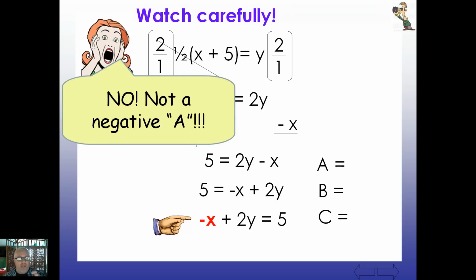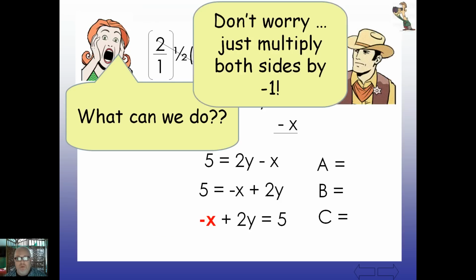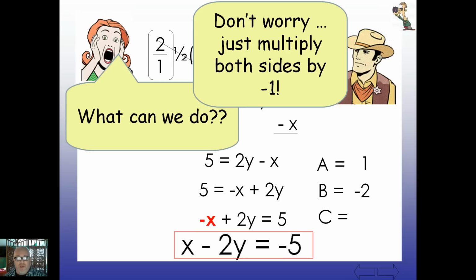If I want to change that -1x to a positive 1x, I think we have a nice easy trick we can employ here. We can take this, just multiply both sides of the equation by -1, and you'll get a proper form for your equation. So x becomes positive, the b there, the positive 2y becomes -2, and the positive 5 becomes -5. And now you get your new a, b, and c.